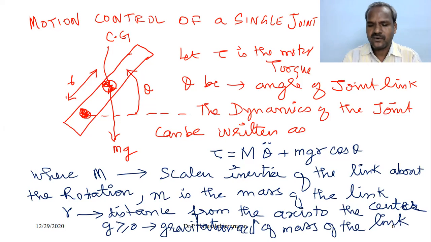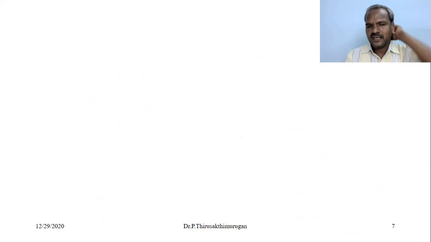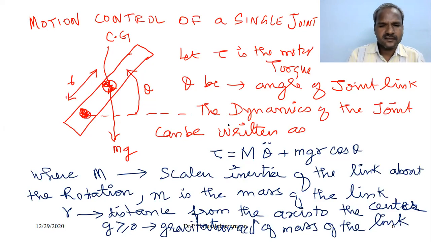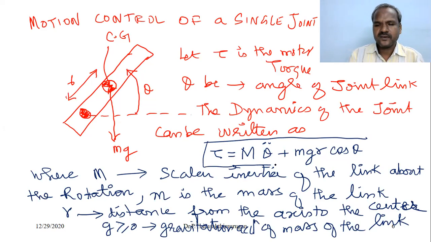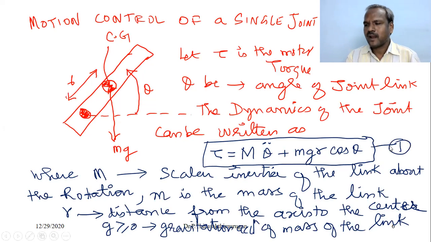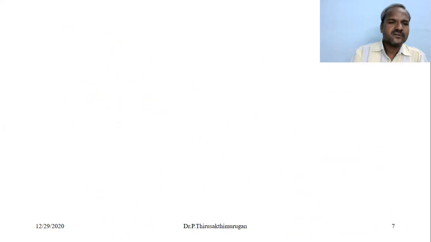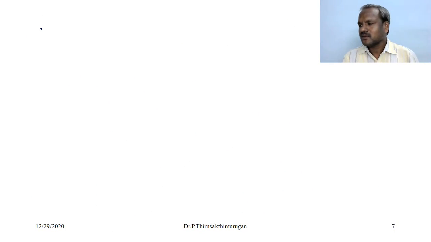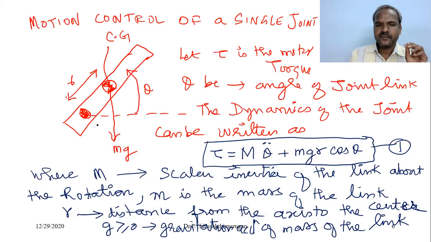According to this model, this is equation number 1. According to equation number 1, there is no dissipation. Clear? So if the link were made to move and tau were then set to 0, the link would move forever. Okay, so this is unrealistic.